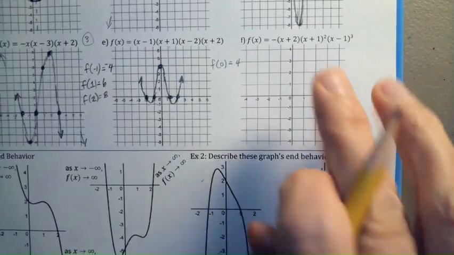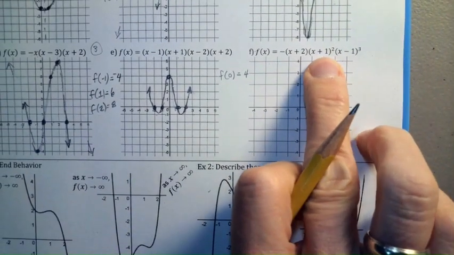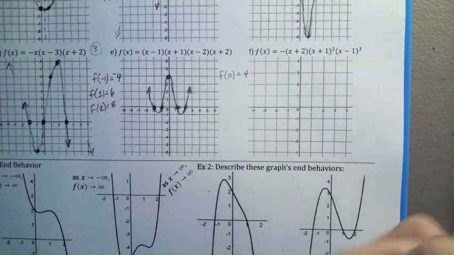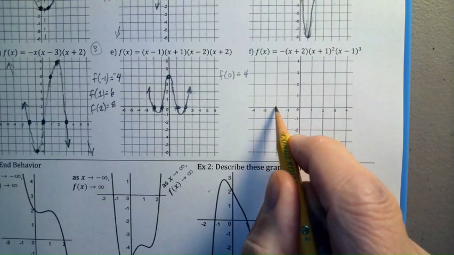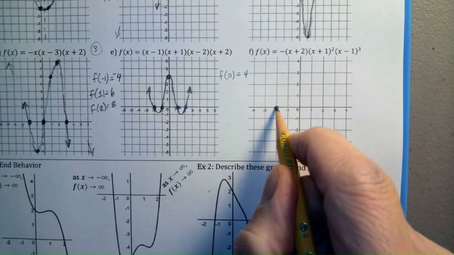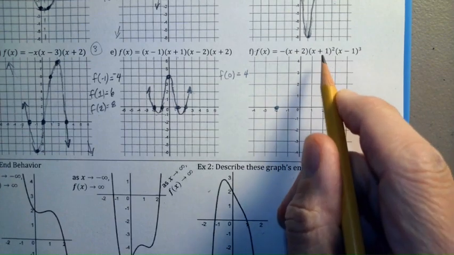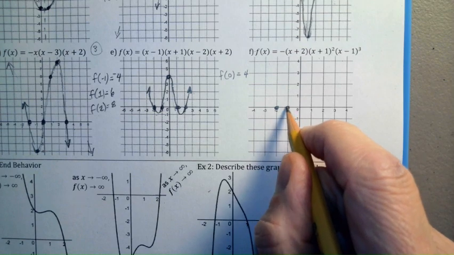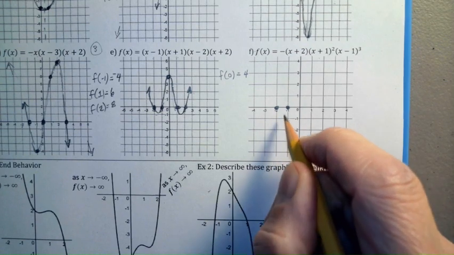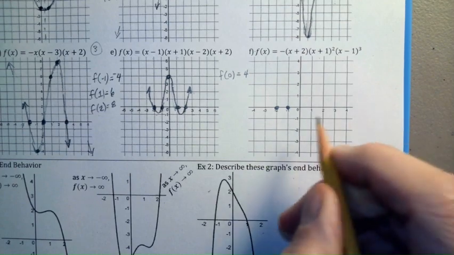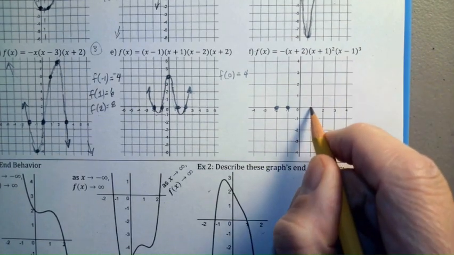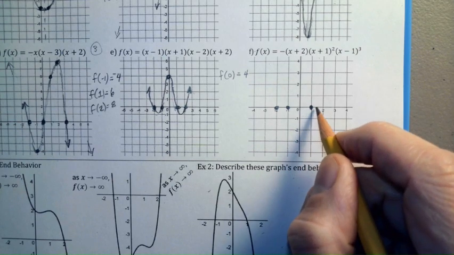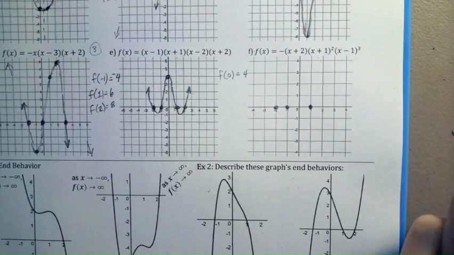Okay, next one. We have a multiplicity of 2 here. Ooh, we have a multiplicity of 3 as well, and a multiplicity of 1. So we have -2. That's a multiplicity of 1. That means it's going to go straight through. We have a 0 at -1, so that's going to be a bounce off. It's going to hit it tangentially and go right off. And then we have another 0 at 1, and that's going to be a multiplicity of 3, so that means we're going to go tangential, but also pass through it on the other side.